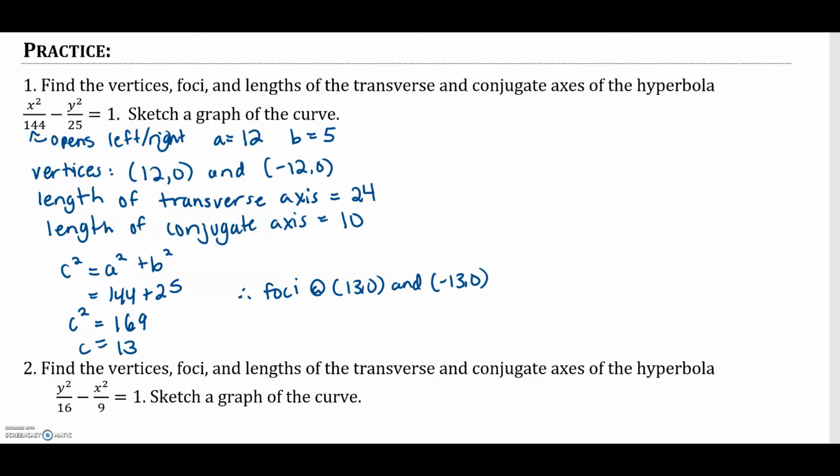Another thing that we could have calculated was the equation of the asymptotes, but we weren't asked for it in this case. It is helpful to sketch the asymptotes to make an accurate graph of the hyperbola. So we have the vertices at minus 12 and 12. And we have the co-vertices at 5, minus 5. And we can draw the foci, which is at negative 13 and 13.